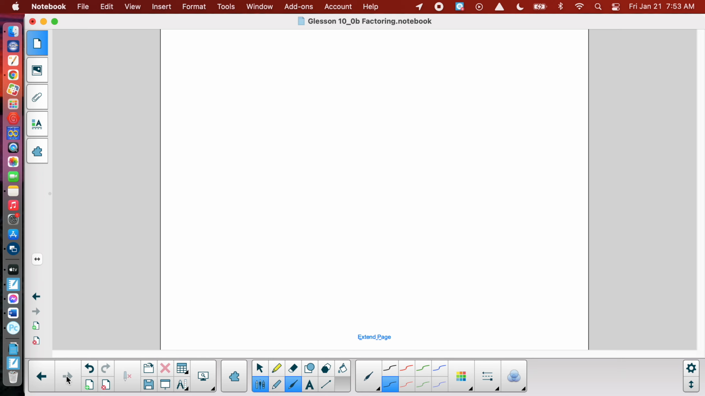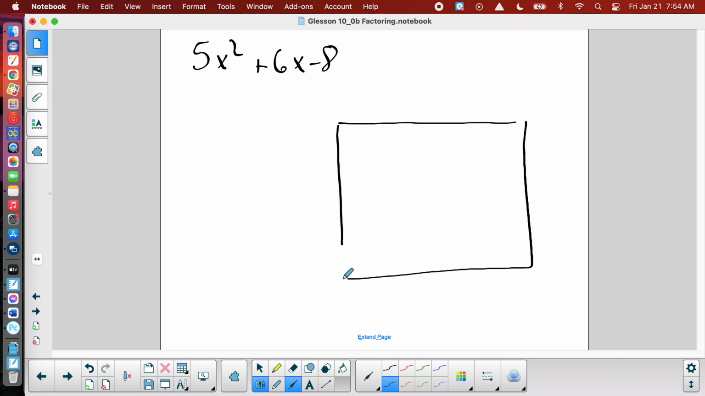5x squared. Let's try this. Plus 6x minus 8. Let's do this one using our box method. So I got a 5x squared here, and I got a minus 8 down here.